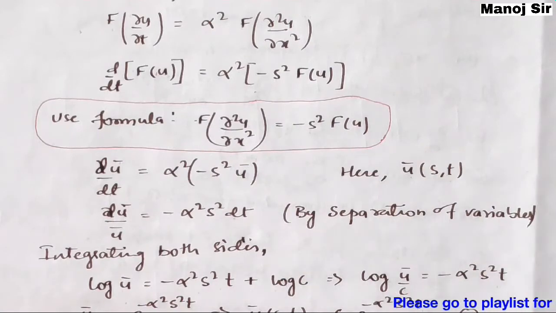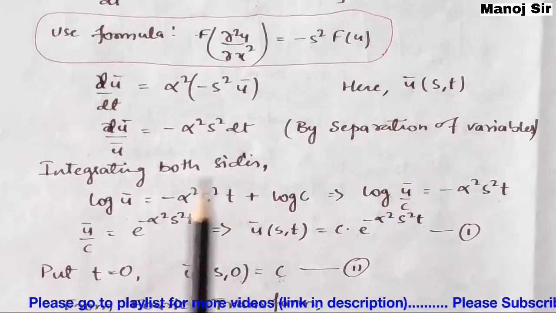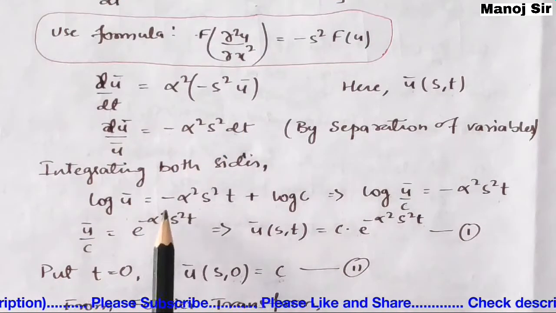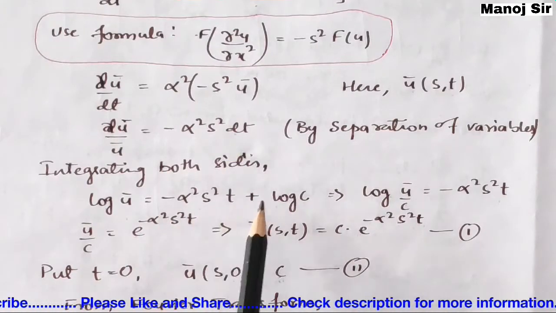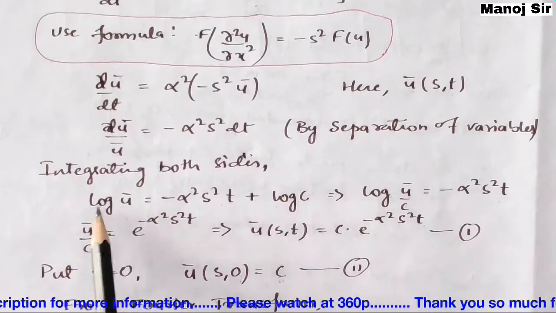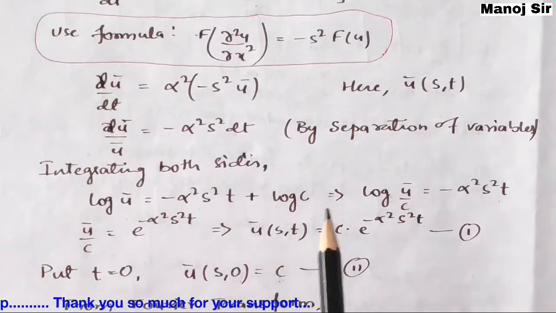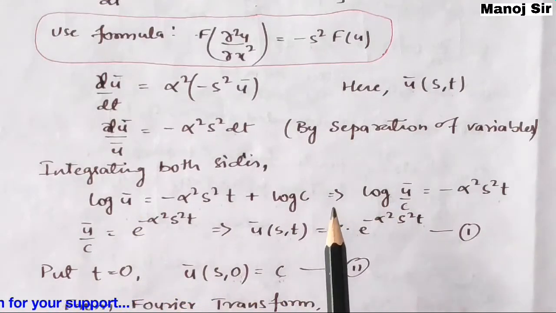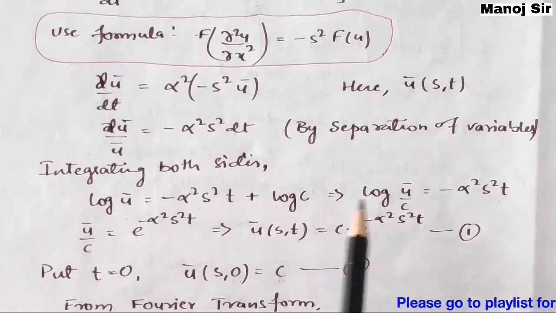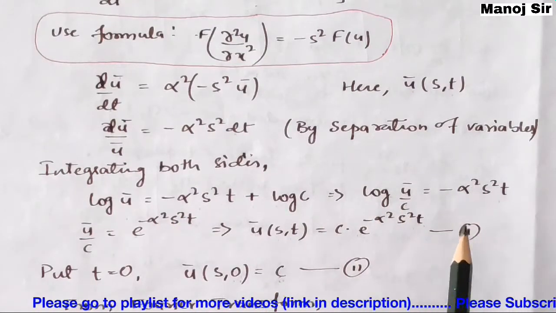Now after applying separation of variables, we will integrate both sides. On integrating both sides you will get log of u bar on this side, and this part will become minus alpha square s square t, plus log c because of the integration. Now taking this log c to the left hand side, you will get log u bar minus log c. And we know that log a minus log b is what? Log a upon b. So log u bar minus log c will become log of u bar upon c, and on the right we have minus alpha square s square t.